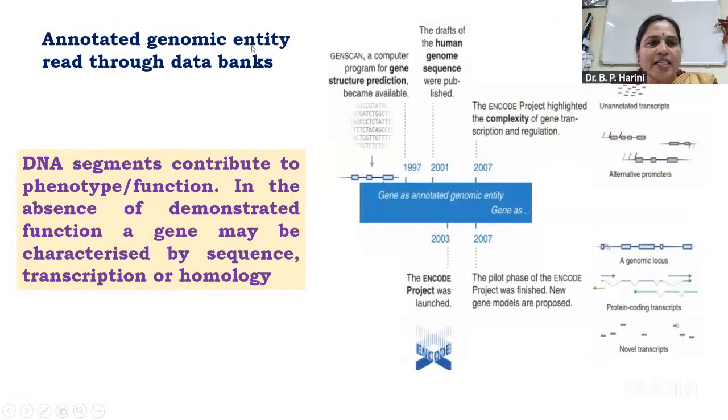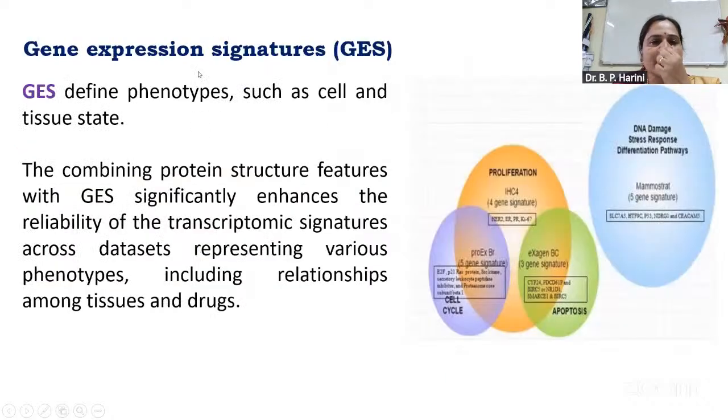So an unannotated genomic entity is read through the data banks, and DNA segments contribute to a phenotype or a function. In the absence of demonstrated function, a gene may be characterized by sequence and transcription or homology. There are gene expression signatures which define a phenotype such as cell and tissue state. And here, combining protein structure features with a GES significantly enhances the reliability of transcriptomic signatures across the data sets and represents the various phenotypes, including the relationship among tissues and the drugs.